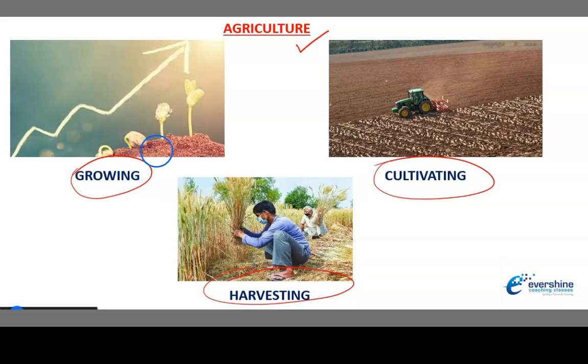हम इसमें क्या कर रहे हैं? Growing कर रहे हैं. Can you see here step by step, plants, what is happening, beta? Growing होते जा रहा है. Cultivating: before you grow any plant, first what is required? Cultivation. Can you see here the tractor is removing the top soil? Weeds are nothing but the plants which are not required, so we are removing them. Before we grow any plant, cultivation is required.